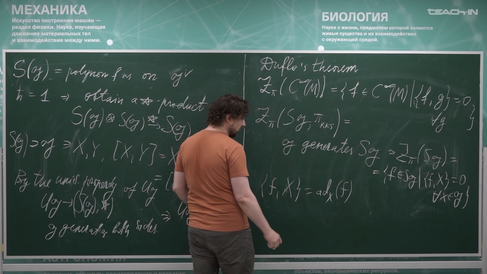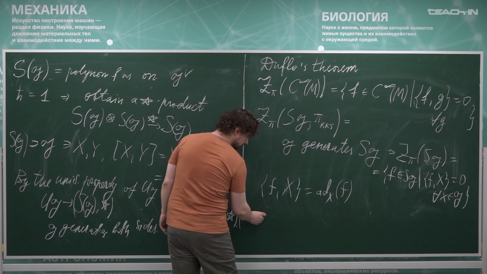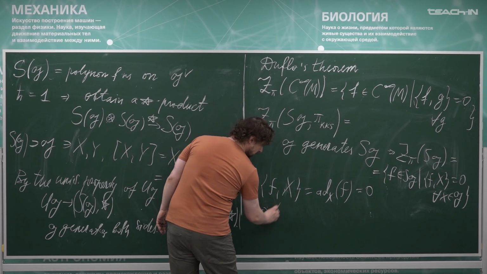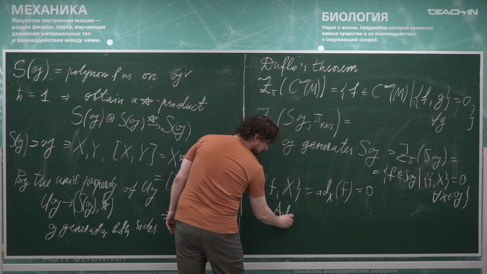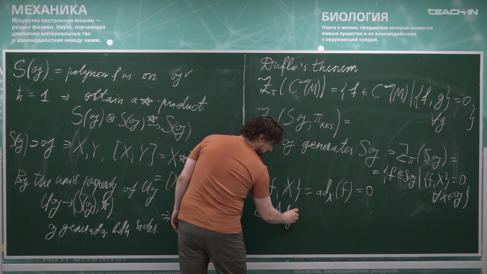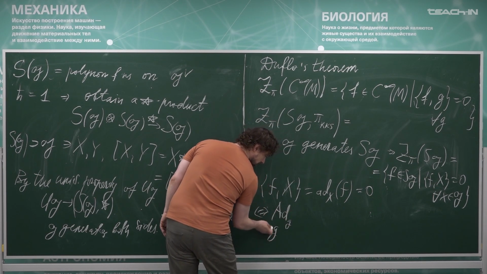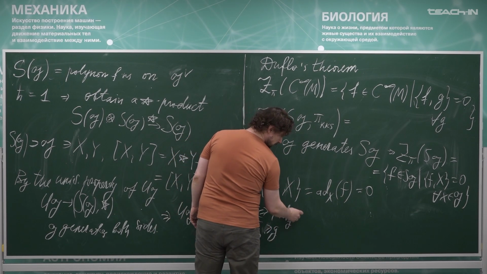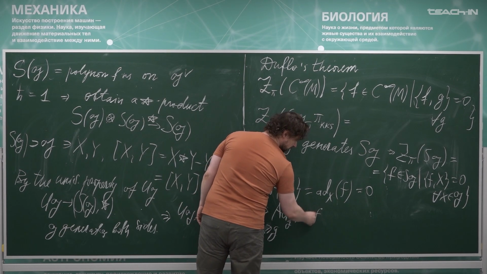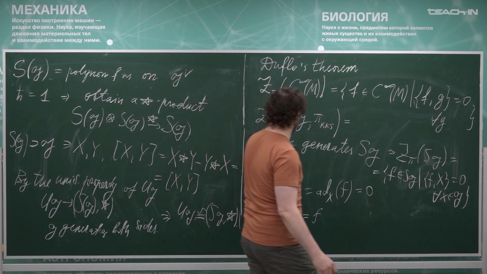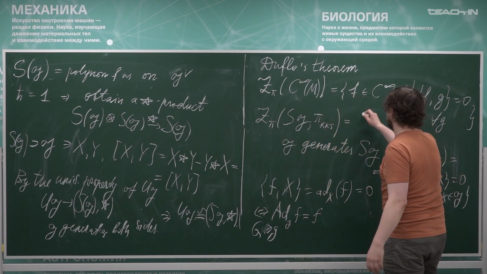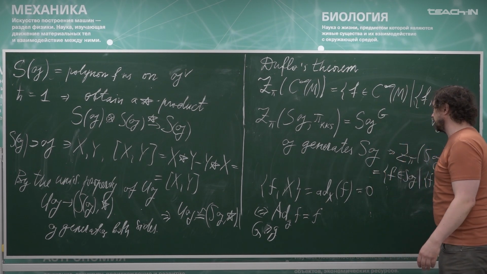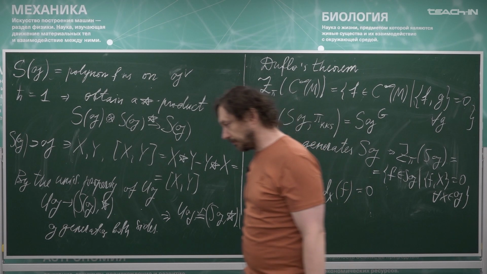So this action is trivial if and only if the larger joint action of any element G in the group G associated with Lie algebra on F is trivial. Thus we can identify this space as a space of adjoint invariant functions, polynomials on G.